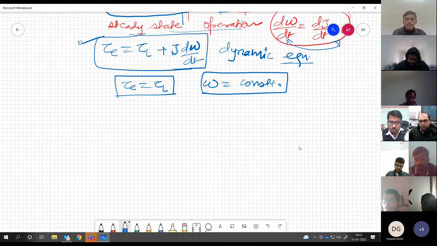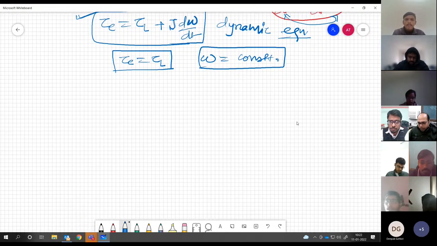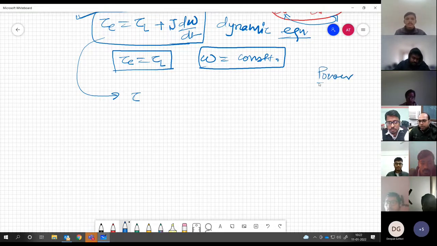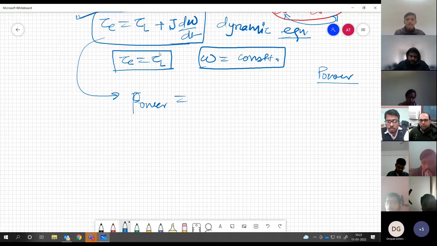One more point. This dynamic equation, whatever we have written, can actually provide information about many other things. For example, power. What is power? How will you write power? I'm asking from the mechanical perspective. Torque into speed, sir. So basically this is tau into omega.